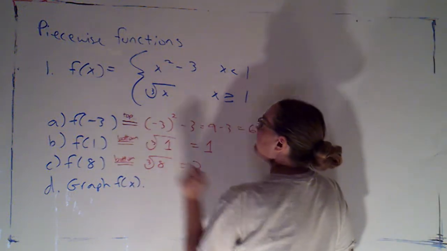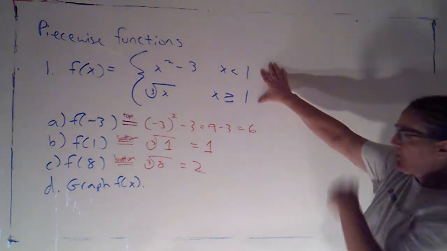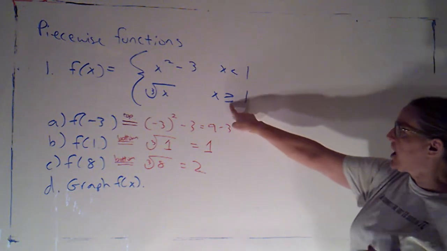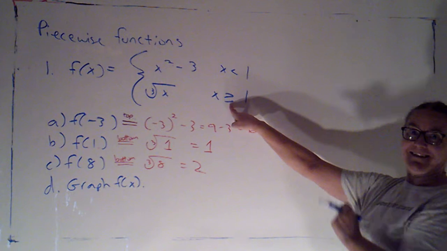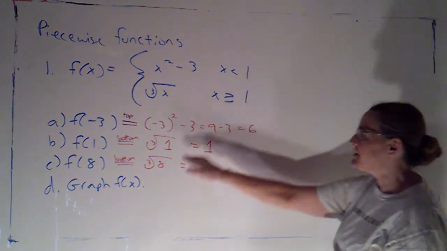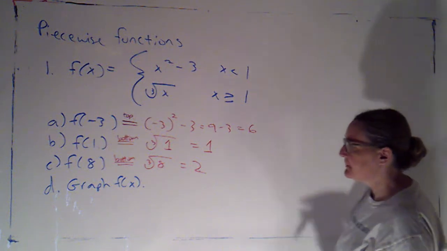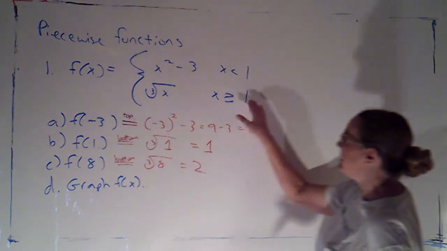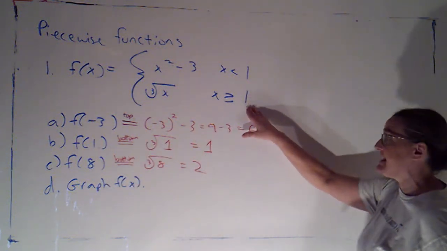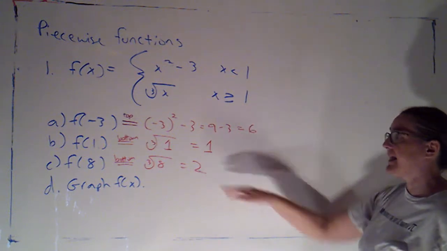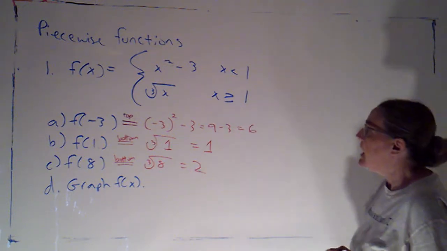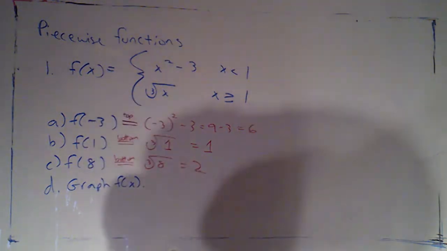When I evaluated f of 1, that's the place where we change rules, but the bottom rule is the one that has the equal sign as part of the inequality. So I used the bottom rule. Cube root of 1 was just 1. And then when I plugged in 8, I was using the bottom rule again because 8 is bigger than 1. So the cube root of 8 gave me a 2. So now let's graph this together.